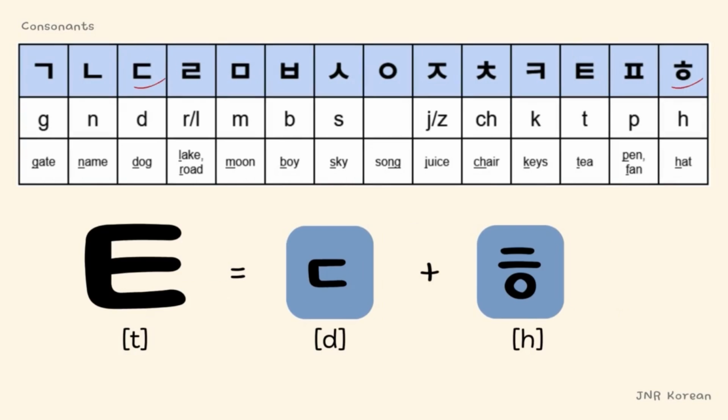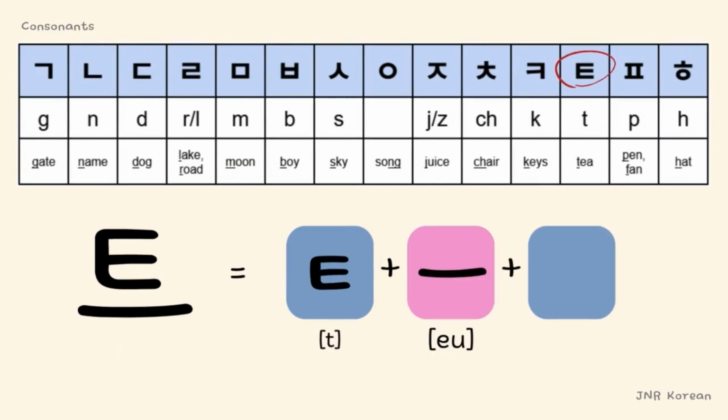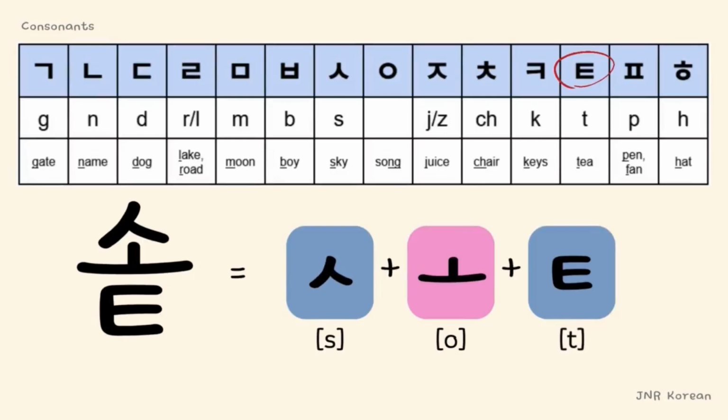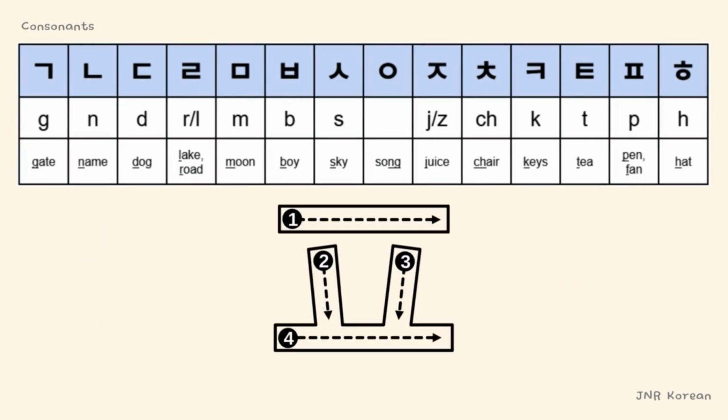티읕 is the aspirated sound of 디귿 and is a consonant derived by combining 디귿 and 히읗. 디귿 plus 히읗 makes 티읕. For example, in the word 트 and 솥, the consonant 티읕 in the initial or final position are both pronounced as 트.